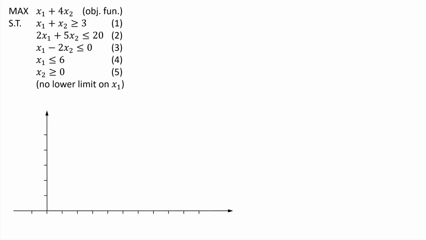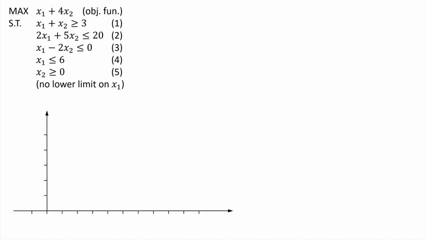Suppose we want to solve the following problem using the graphical method. We have two decision variables, x1, x2, and we actually don't know what this problem exactly represents, what kind of problem it is solving. But we know we're maximizing a certain function, x1 plus 4x2, and we have 5 constraints, 3 of which are complex constraints, and 2 constraints, 4 and 5, are simple limits on decision variables.